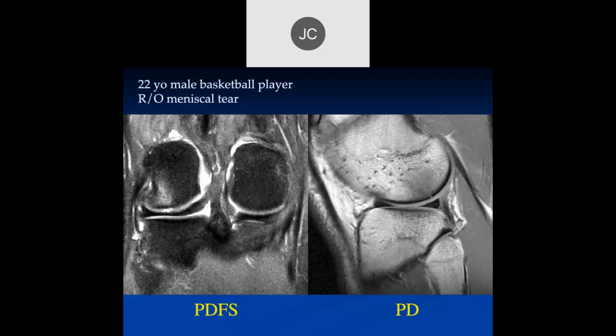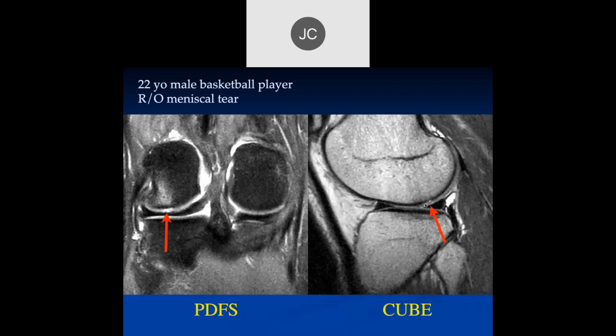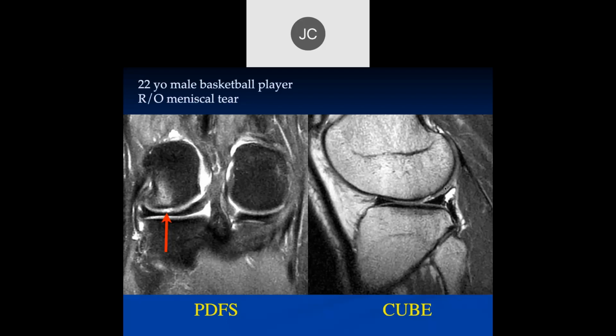See, there's probably an area of abnormal signal intensity within the subchondral bone, though the cartilage overlying it looks pretty intact on the PD. If we go to the T2 cube, we can see some subtle abnormality here in the articular cartilage in this particular patient. Well, that's not so subtle.